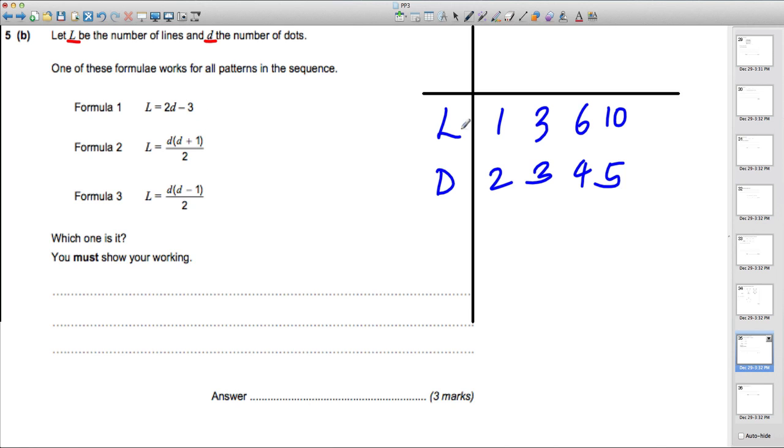So firstly, we could spot that the lines are going up in 2, 3, and 4. So it's certainly not a linear sequence, so it's definitely not that one. It's either one of these two, and then we've just got to check which one it is. Let's pick this one here. 4 times 5 over 2 would be 10, so that doesn't work. Would this work? 4 times 3 over 2 would be 6, and that works. So it must be formula 3.